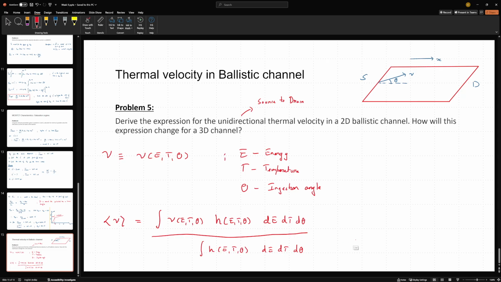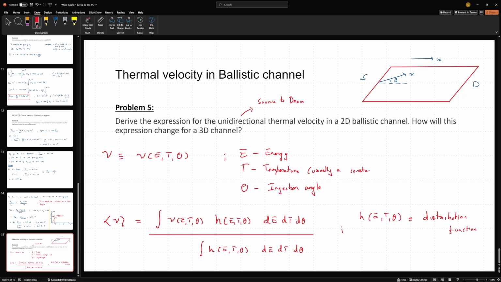Okay, so this is how it is going to be. And what is this h of e comma t comma theta? That is some distribution function. It determines the likelihood, the probability, of my electron entering at a certain angle, my electron having a certain energy, and the temperature having a certain value. These are the parameters that can potentially vary inside a channel. Temperature is usually a constant.